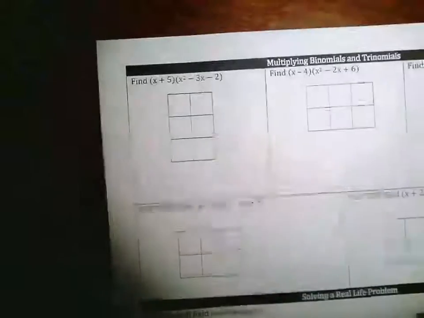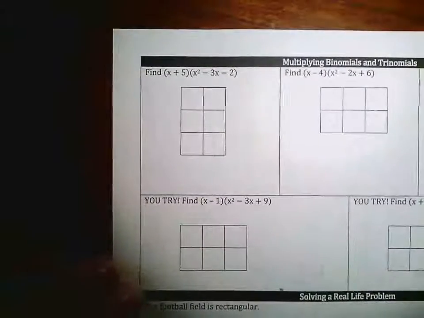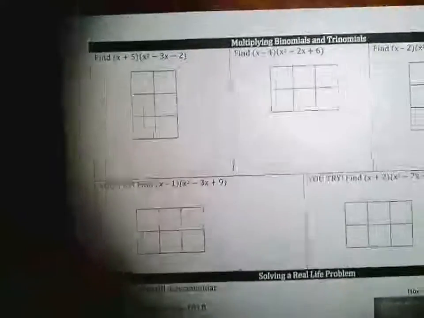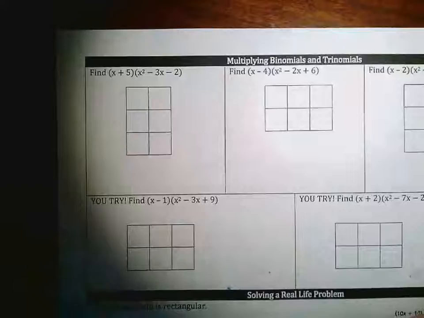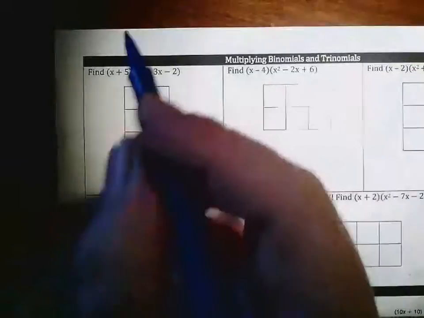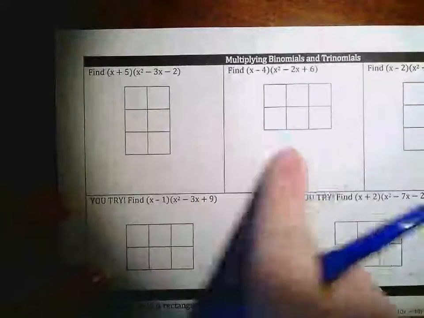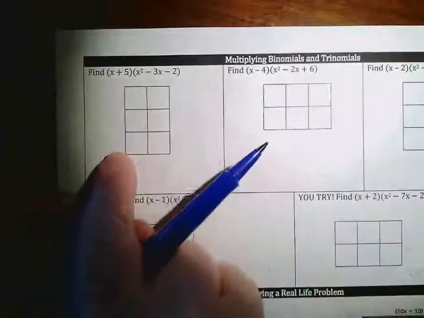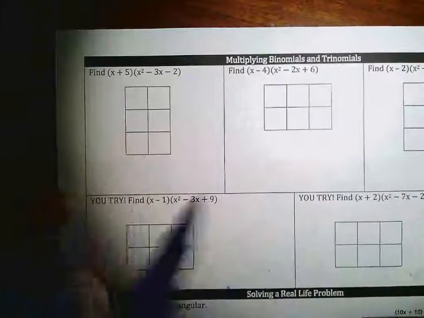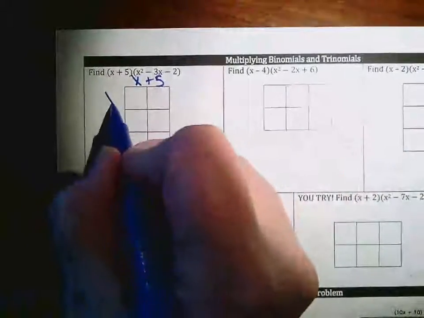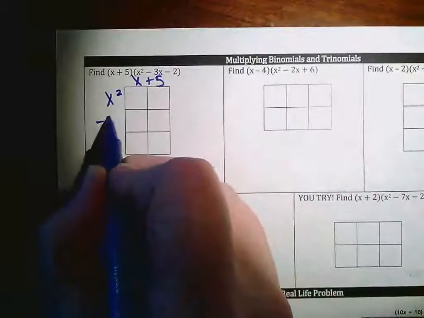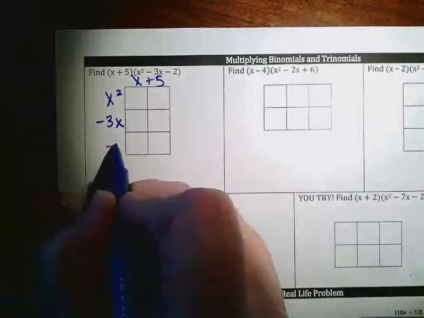Now, when you have a trinomial, it's the same process. It's just a little different because you have an extra term in there. So if you have that, you can notice there's a couple ways you can do this. You can do this horizontally or vertically, it doesn't matter. But you have x plus 5 and x squared minus 3x minus 2.